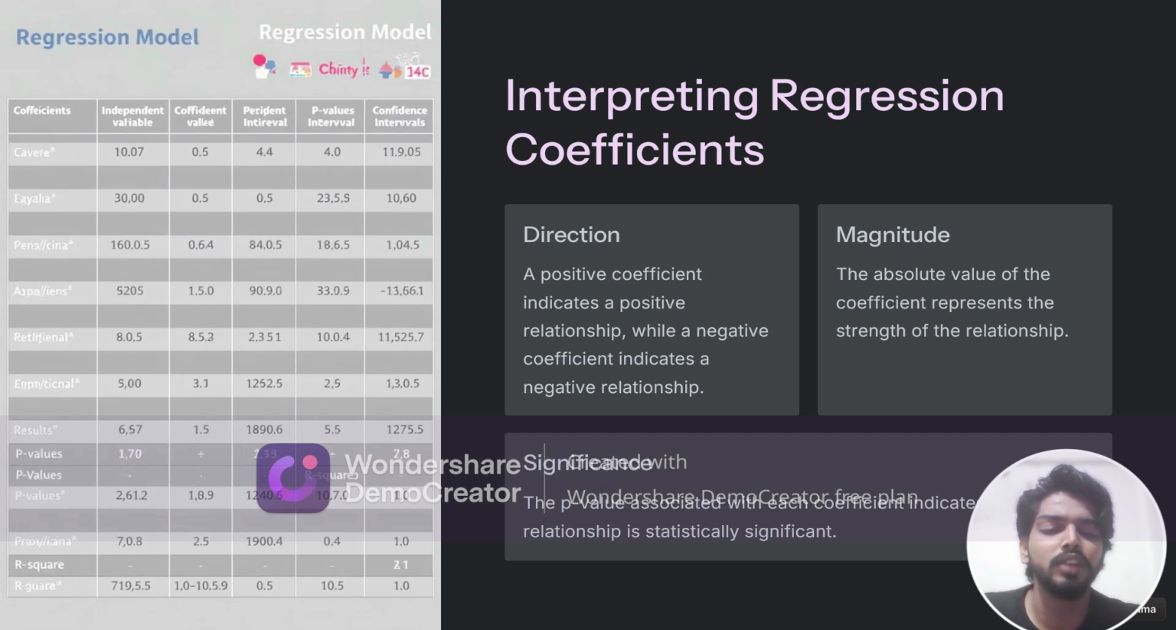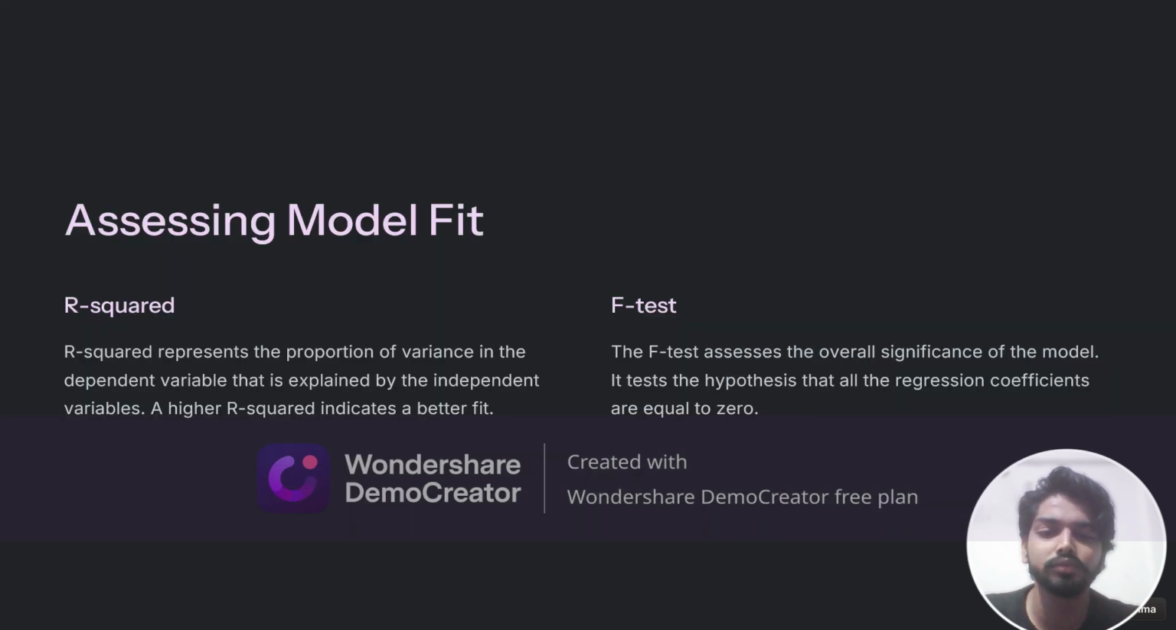Significance. The p-value associated with each coefficient indicates whether the relationship is statistically significant. Assessing model fit. R squared represents the proportion of variance in the dependent variable that is explained by the independent variables. A higher R squared indicates a better fit. The F test assesses the overall significance of the model. It tests the hypothesis that all the regression coefficients are equal to zero.